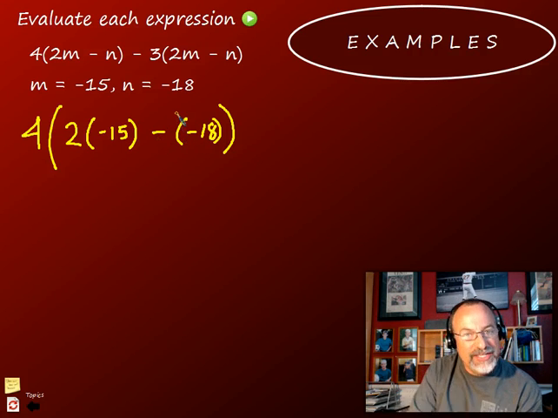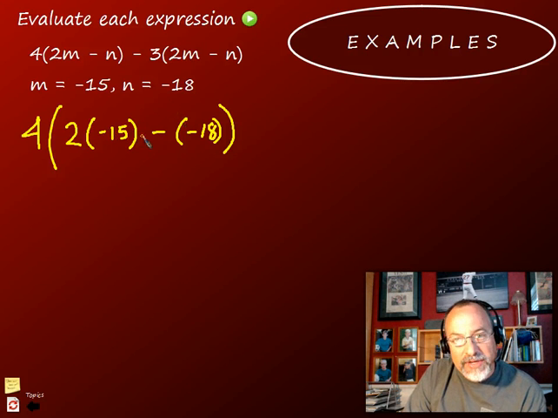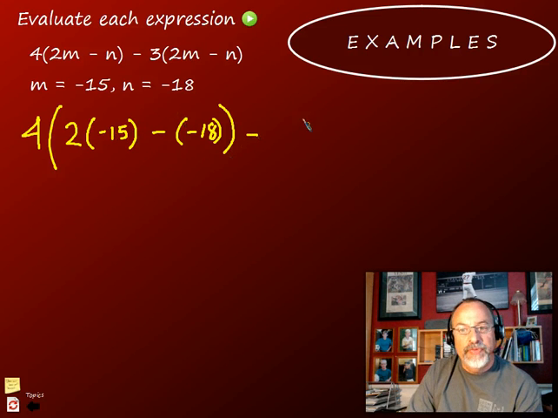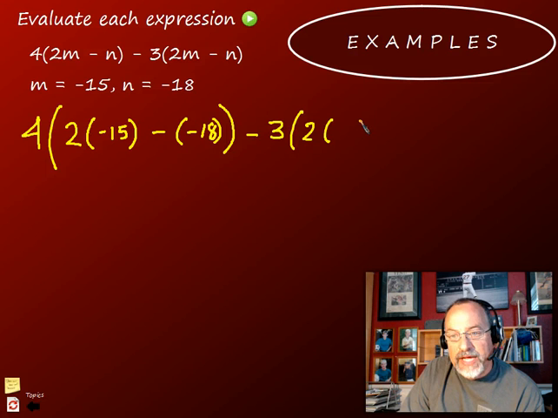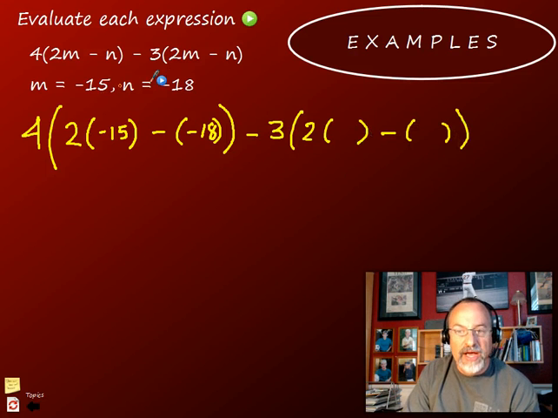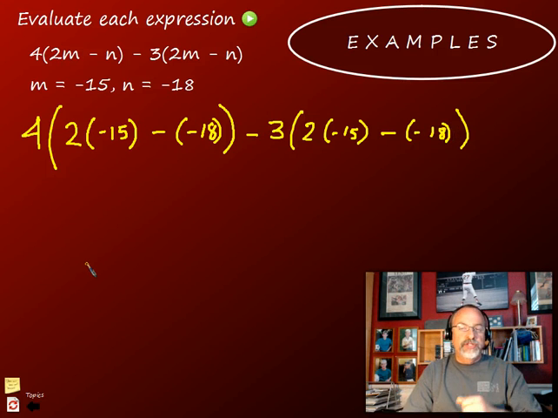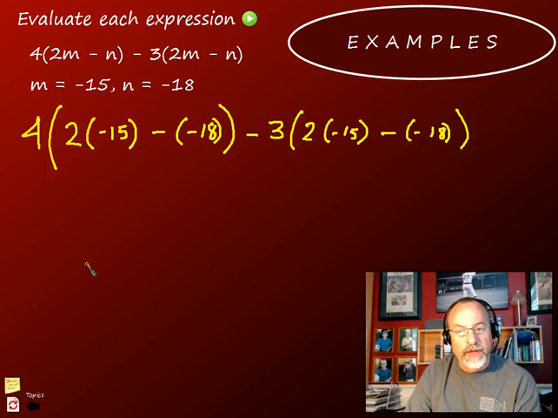So in order to protect yourself from making that mistake, write a parentheses for each letter first, and then go back and put the number in. So it's 3, then minus 2 times (m minus n), and then go back. M is negative 15, and n is negative 18. So then we follow order of operations, and then we simplify it. Okay, order of operations means we do parentheses first.